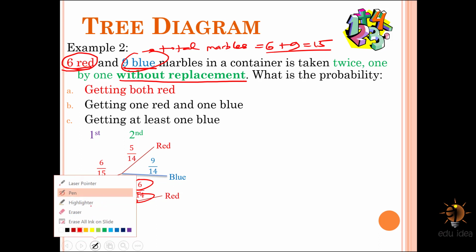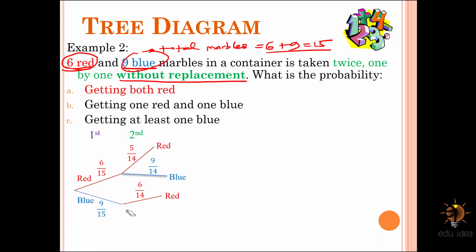The same thing with the last branch here, the blue one. We have taken 1 blue in here, which means that the blue will be reduced by 1, so that will be 8, right? 9 minus 1 is equal to 8. And that will be 8 over 14. Again, the 14 comes from the fact that you have taken 1 marble from the previous one, so it's 8 over 14.